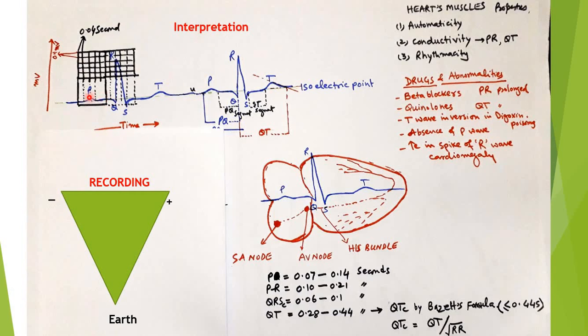Regarding interpretation, we have divided one big square into 5 small squares on the x-axis. On the x-axis we have plotted the time, and on the y-axis we have plotted the current that comes to the surface. Current is given by V equals IR, or I equals V over R. This is Ohm's law. On the y-axis, the small square is equal to 0.1 millivolt. Thus the amplitude of the R wave is very important.